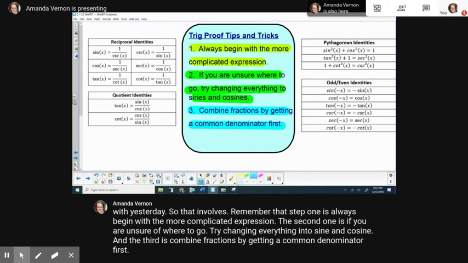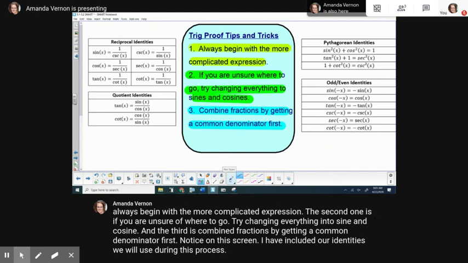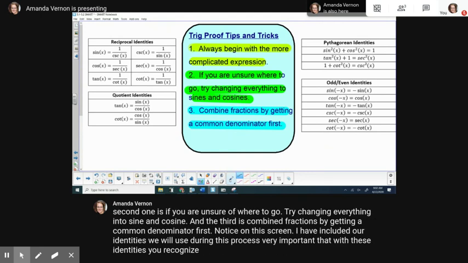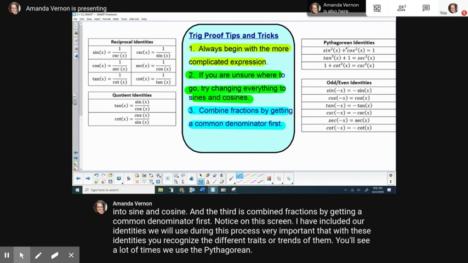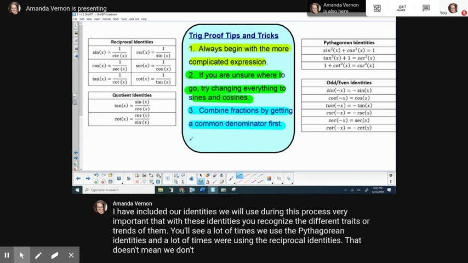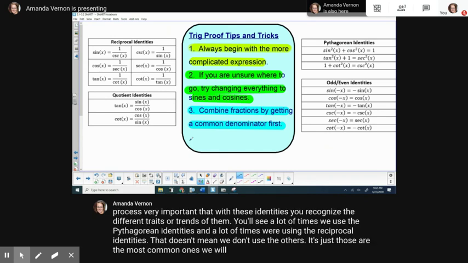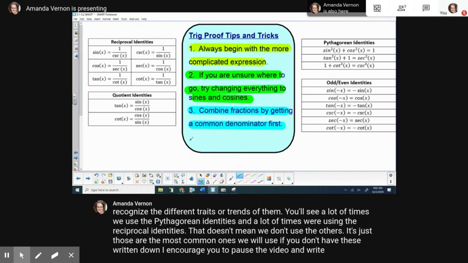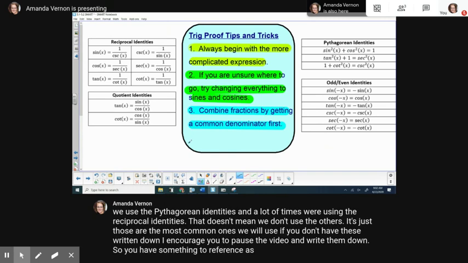Notice on this screen, I've included our identities we will use during this process. It's very important that with these identities, you recognize the different traits or trends of them. You'll see a lot of times we use the Pythagorean identities, and a lot of times we're using the reciprocal identities. That doesn't mean we don't use the others. It's just those are the most common ones we will use. If you don't have these written down, I encourage you to pause the video and write them down so you have something to reference as we move through the learning.